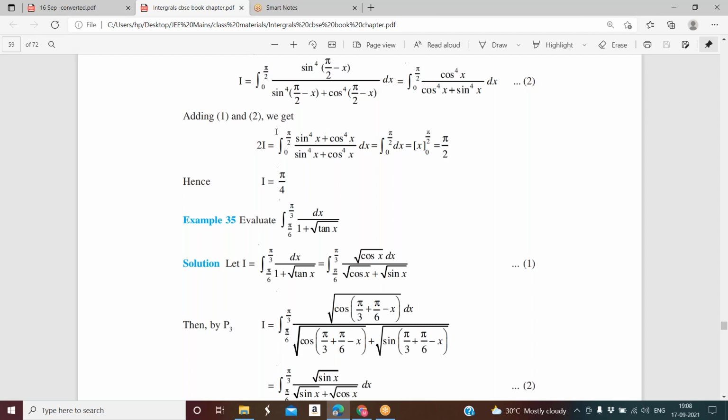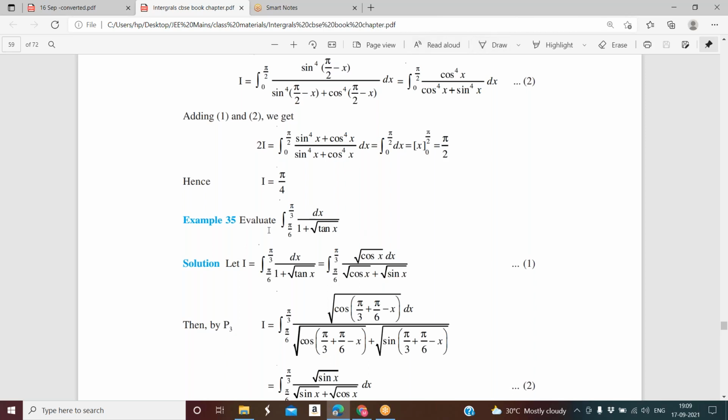In yesterday's class, we discussed how to evaluate definite integrals. Now we will see a few more problems of the same type. Definite integrals will have the limits, upper limit and lower limit, right?